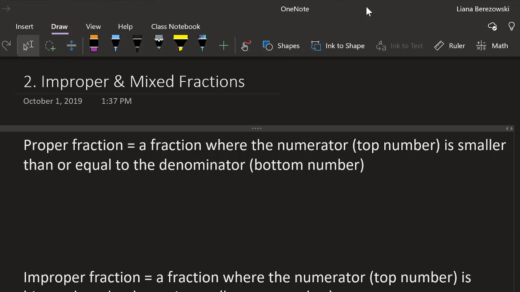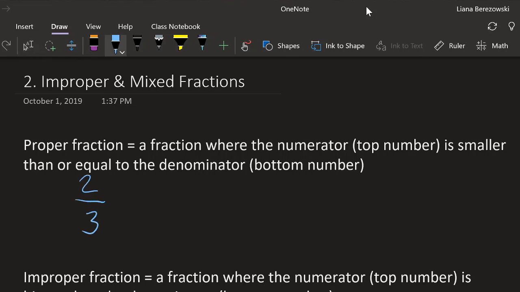So we've already talked about proper fractions before. So proper fractions are any fraction where the numerator is smaller than or equal to the denominator. Okay, so let's write some examples. So 2/3 is an example of a proper fraction. 1/2 would be an example of a proper fraction. 4 over 4 would be an example of a proper fraction. Okay, so in all of these examples, our numerator is smaller than or equal to, like in this one, the denominator. Okay, so these are what we call proper fractions, and they're pretty easy for us to deal with.